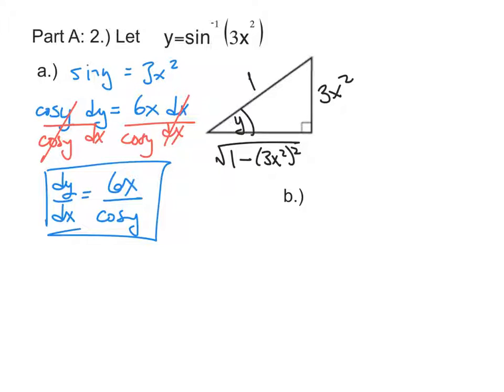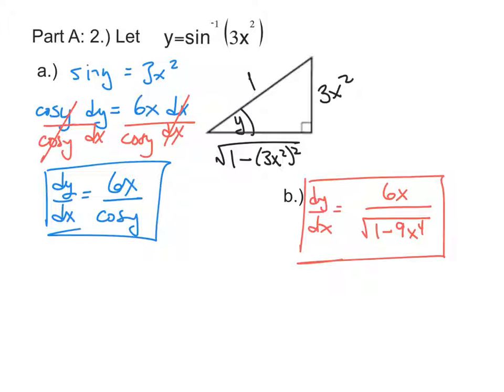Right. Then we can go back and rewrite our answer. dy dx is going to be 6x over the cosine. And cosine is adjacent over hypotenuse. So our adjacent is the square root of 1 minus 3x squared, which is 9x to the 4th, over 1. So that is our derivative strictly in terms of x.